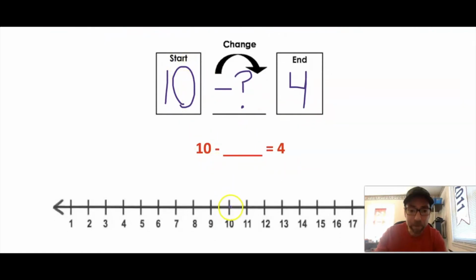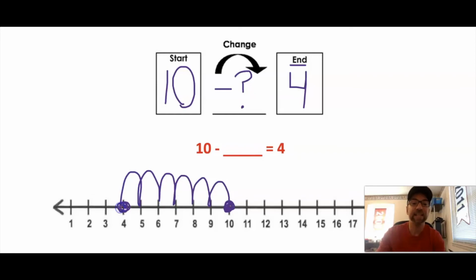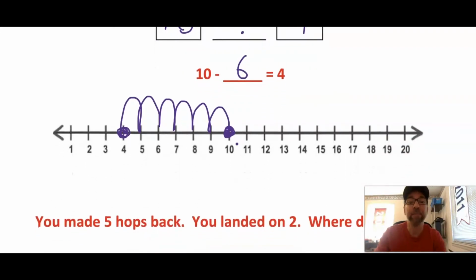Start at 10. I'm going to put a dot at 10. And I'm going to end at 4. So I'm going to put a dot at 4. Now I have to connect my dots. How many hops backwards do I have to make to connect them? So I'm going to start at 10, and I'm going to count back until I get to 4. 1, 2, 3, 4, 5, 6 hops back. 10 minus 6 equals 4. And you might see our friend of 10 is in there. 4 plus 6 equals 10. Awesome job. Let's clear our sheet protector and try one more.